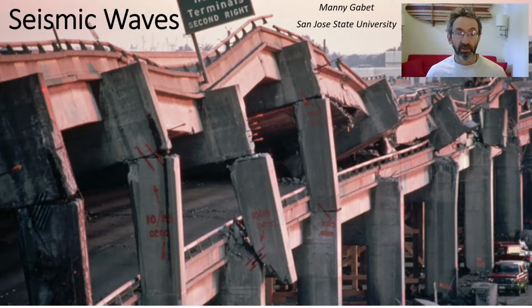Understanding something about seismic waves is important, obviously, because seismic waves shake the ground during earthquakes, and this shaking causes damage. What we can see here in the picture is a collapse of a freeway that happened during the 1989 Loma Prieta earthquake, and a number of people lost their lives when the upper deck of this freeway collapsed onto their cars.